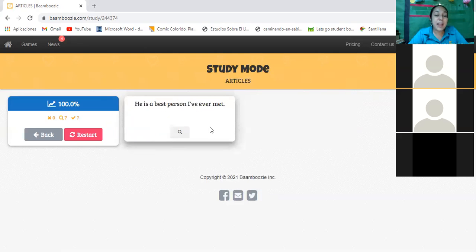And the last one: He is a best person I've ever met. It's going to be easy: he is the best person. Exactly. We don't say he is a best person. He's the best person, because we use the superlative, and remember, the superlative rule says it is necessary to use the article "the", the definite article. Yes, he is the best person I ever met. Excellent.